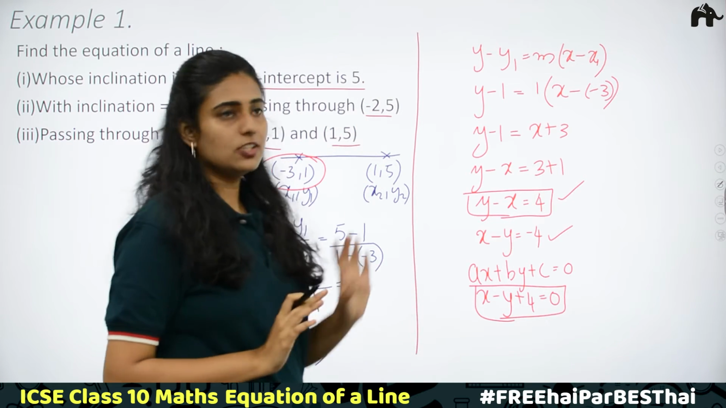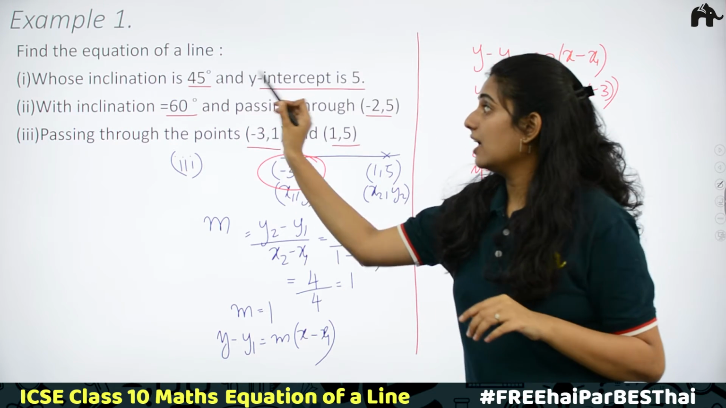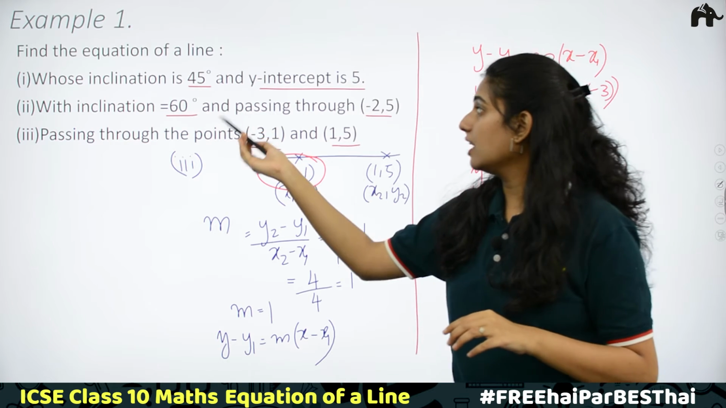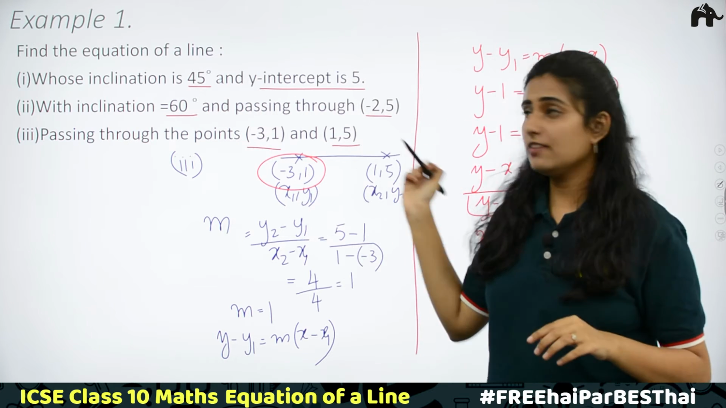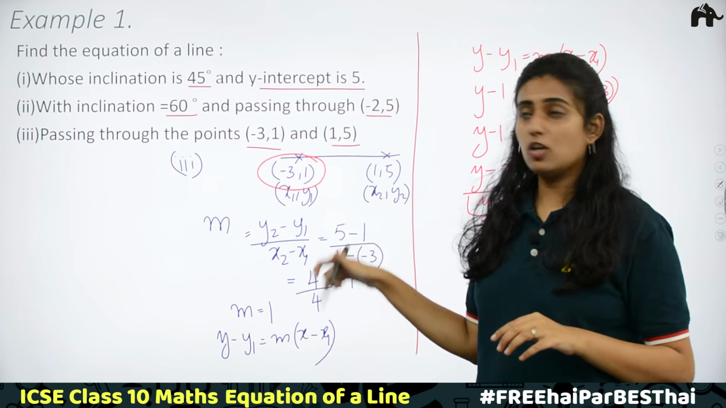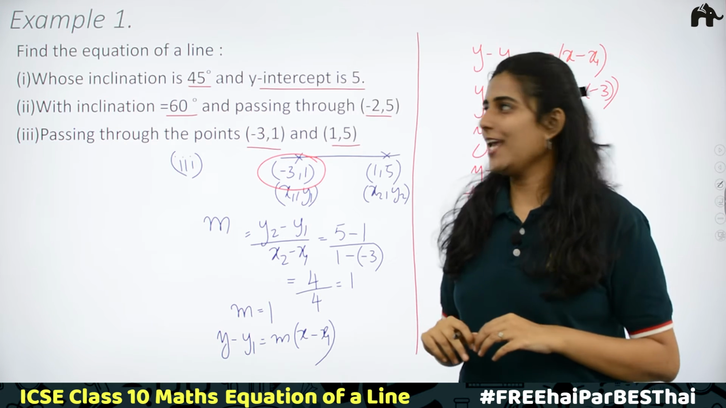Clear? So, these three questions here we have solved, where in some questions you have inclination and y-intercept given. In the second question you have the inclination and a point given, and in the third, no inclination or slope is given. We are determining slope with the 2 points that are given. Clear, right? Let's move on to the next example.